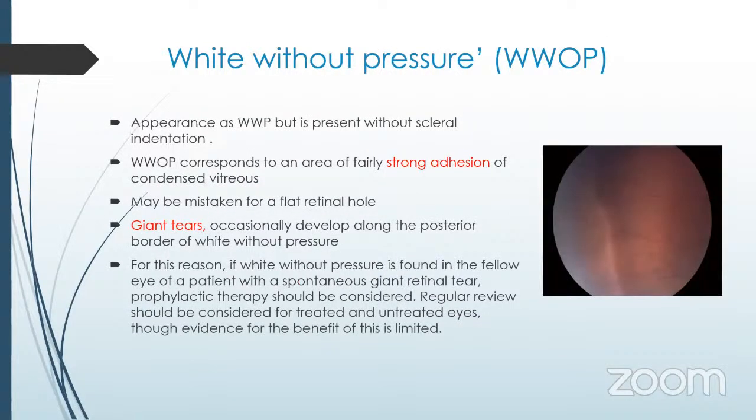And after this, we'll look at white without pressure. Here the appearance is like white with pressure, but it is present without scleral indentation. White without pressure corresponds to an area of fairly strong adhesion of condensed vitreous. It may be mistaken for flat retinal holes. Giant tears usually develop along the posterior border of the white without pressure.